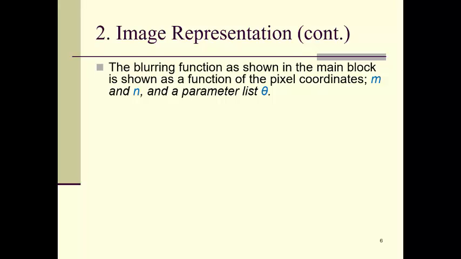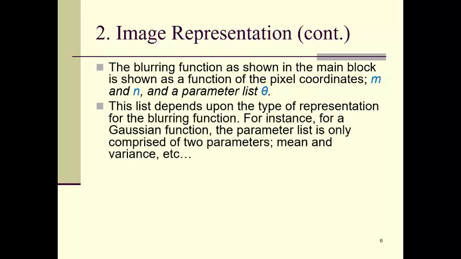So this blurring function should be considered as a defect function, as shown in the main block, as a function of the pixel coordinates, as we have said before, m and n, together with some additional parameters. If I want, for example, to create an out of focus effect, I need to specify the radius of this out of focus. This radius can be increased or decreased. This is one parameter. If I'm talking about the motion blur, as we have said before, I need to specify a distance and an angle in order to specify the direction of the motion. So this value of theta depends on the type of the defect function that I'm applying here.